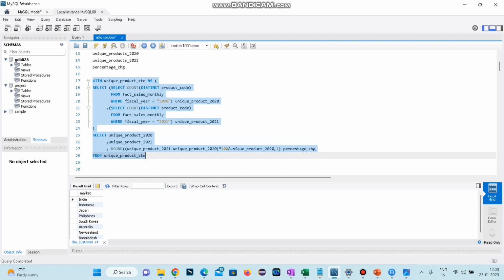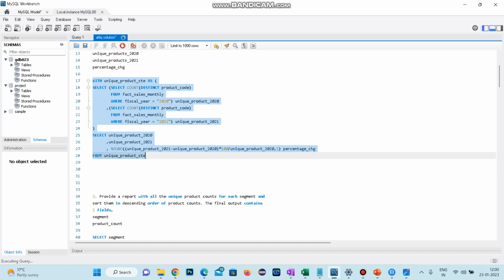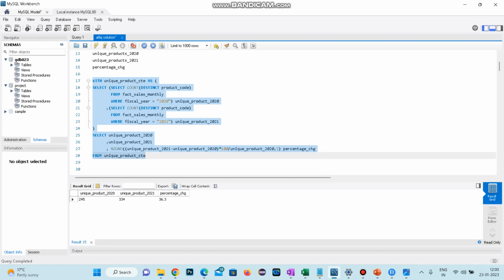To calculate the percentage change, we take unique products sold in 2021 minus unique products sold in 2020, times 100, divided by unique products sold in 2020, and I'm rounding it to 1 so we get up to one decimal digit. Let's run it. We can see that unique products in 2020 were 245 and in 2021 it was 334, and the percentage change is 36.3 percent. That means in 2021, unique products increased by 36.3 percent.